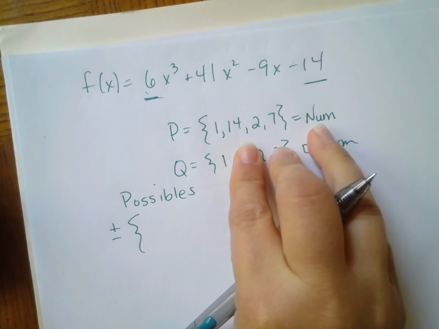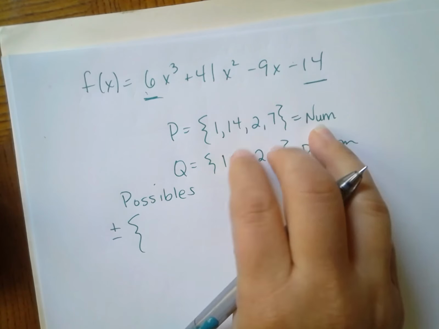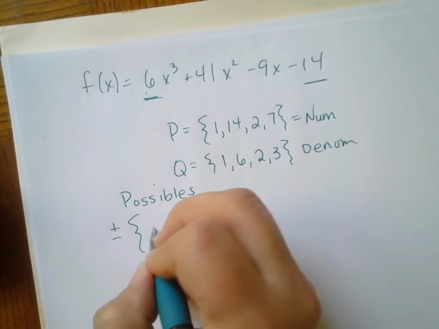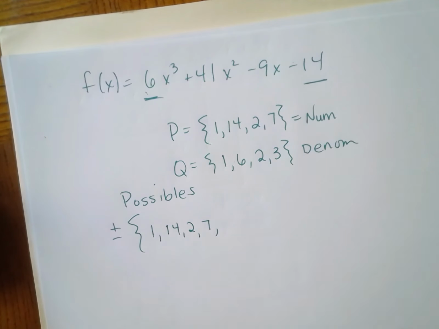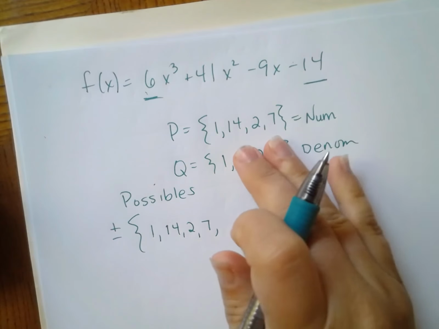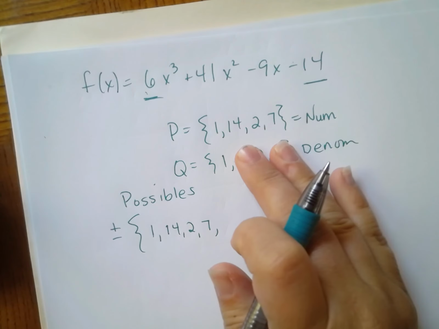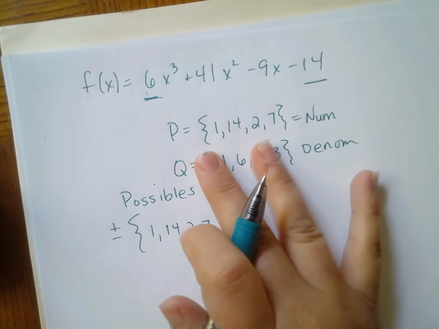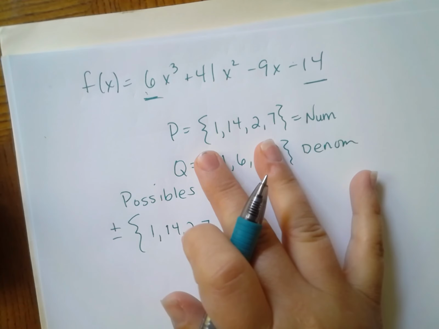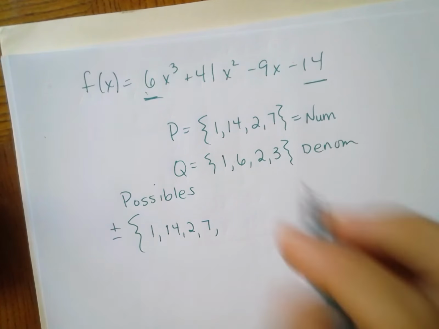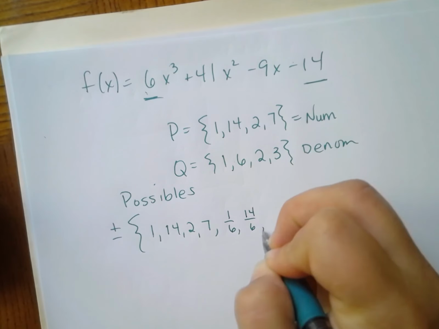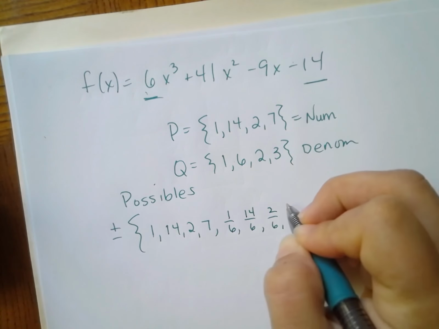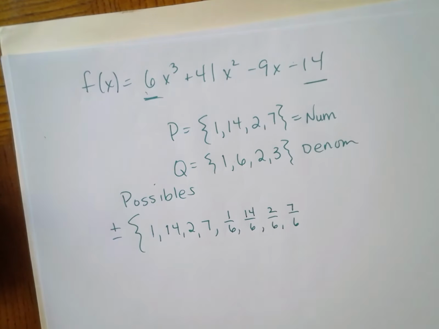My possibles that come from 1 being the denominator are just 1 over 1, 14 over 1, 2 over 1, and 7 over 1. So I get positive and negative 1, 14, 2, and 7. Okay, so that's when I put 1 in the denominator. This time I'm going to choose a different denominator. This time I want to choose 6, so I'm going to write all of my p's over 6. That would be 1/6, 14/6, 2/6, and 7/6.